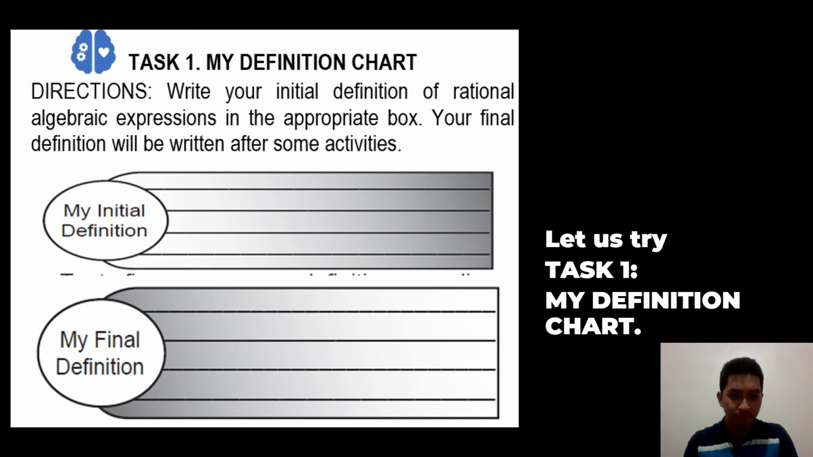Okay, so since the main purpose of this video is to help you with your modules or activity sheets, I want you to get your activity sheets or your module, and let's try answering task 1, my definition chart. Okay, that's the first activity in your module. So task 1, my definition chart. The directions: write your initial definition of rational algebraic expressions in the appropriate box.